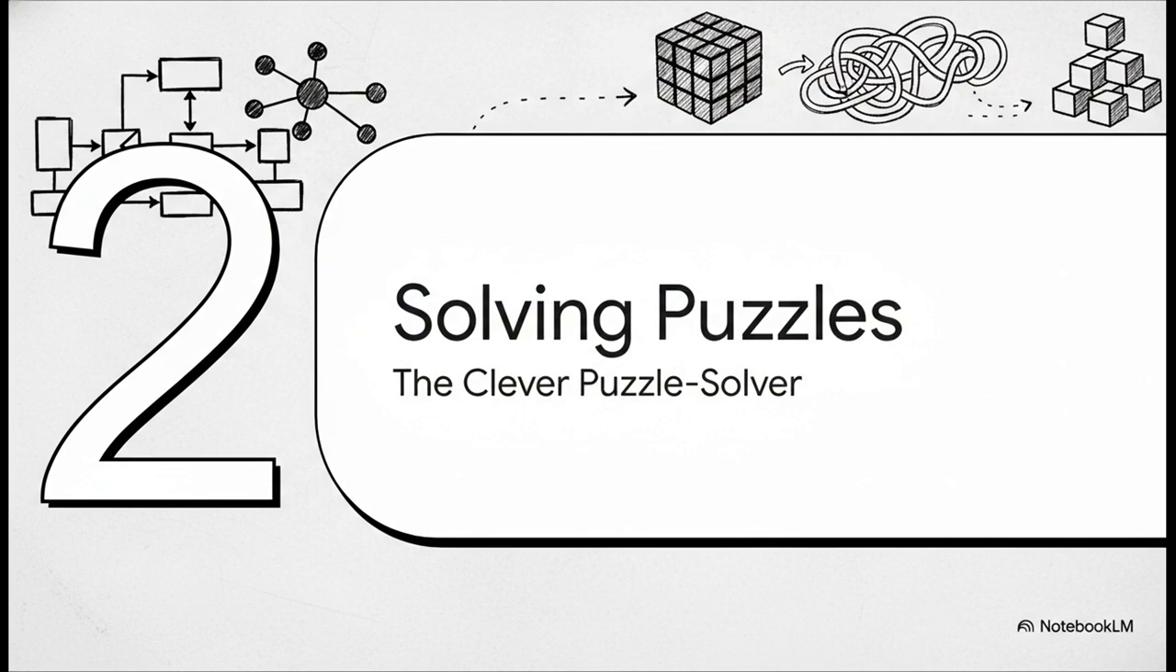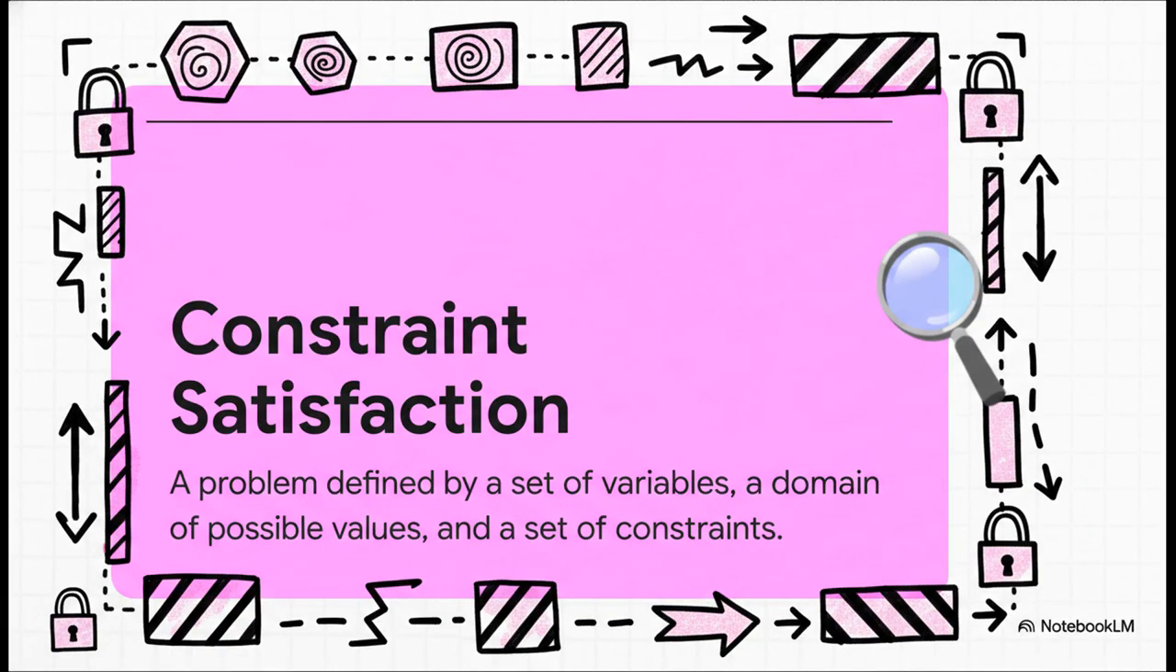Okay, let's shift gears now. What if, instead of an opponent, the AI's challenge is just a really complex puzzle with a whole bunch of strict rules? Well, this brings us to our second AI mind, the clever puzzle solver. The framework for this kind of thinking is called a constraint satisfaction problem, or a CSP, and it's actually a very neat structured way of defining a problem.